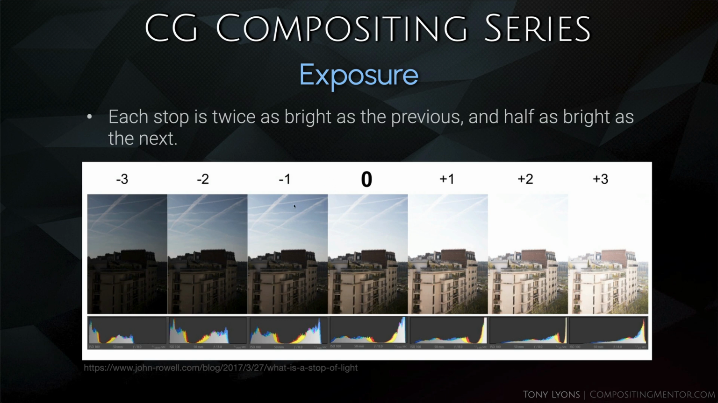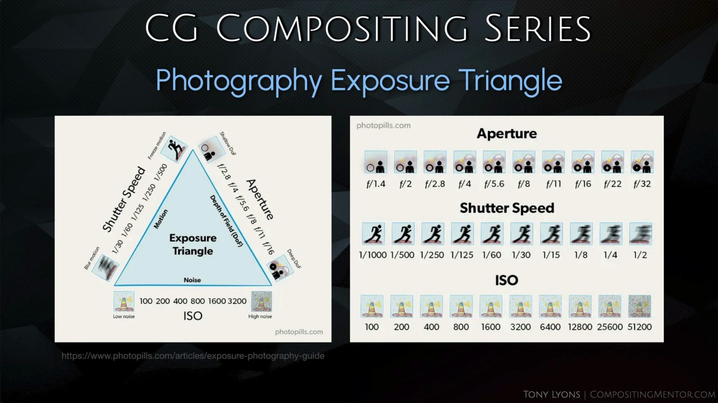So it's 1/2, and then it's 1/4, and then it's 1/8. So in other words, it is exponential. Exposure is also a key principle in photography with something known as the exposure triangle, and that is the relationship between shutter speed, aperture, and ISO when you're taking photos.